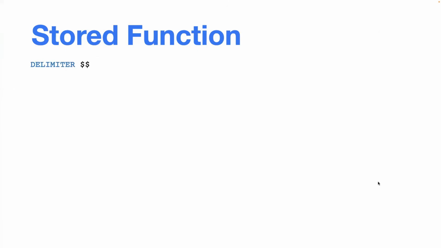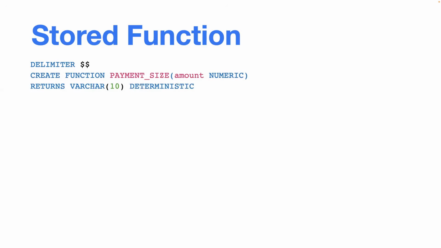So to create a stored function, we change the delimiter, then we call create function and we give the function a name. We give the list of inputs in brackets. Then we declare what the function returns, the return type. And remember, a function can take multiple inputs, but it should return a single output. We can also specify that the function is deterministic, which means given an input, it will return the same output. Then we say begin, and then if we want, we can declare some variables.